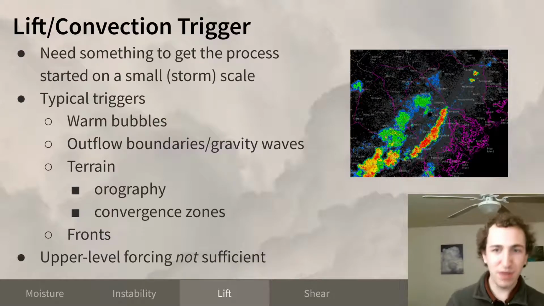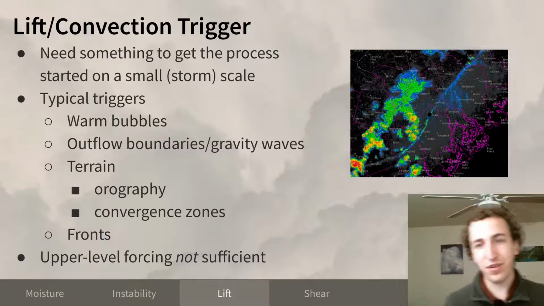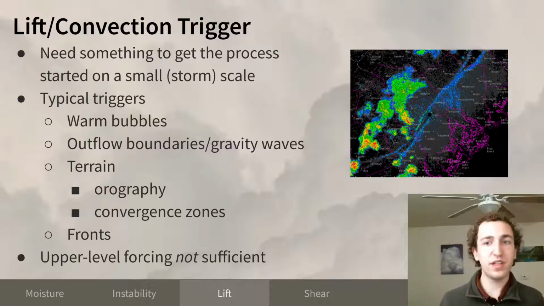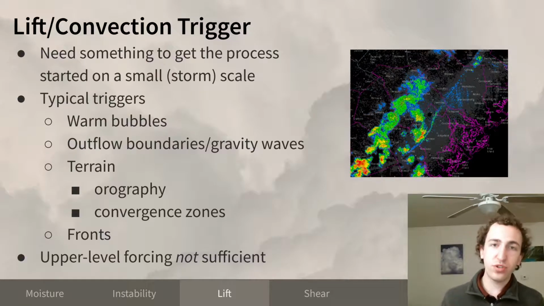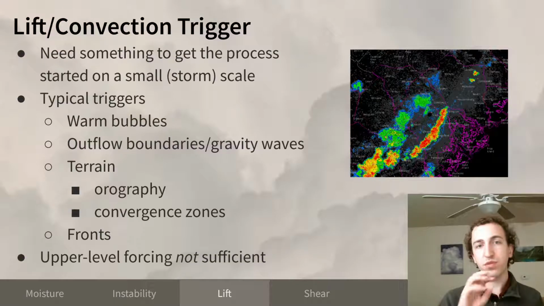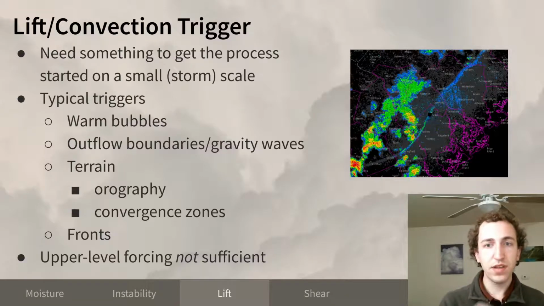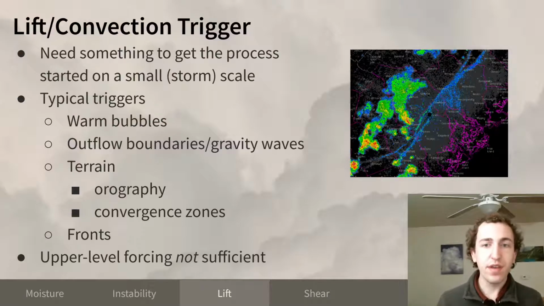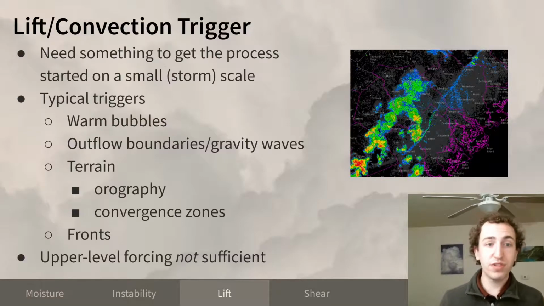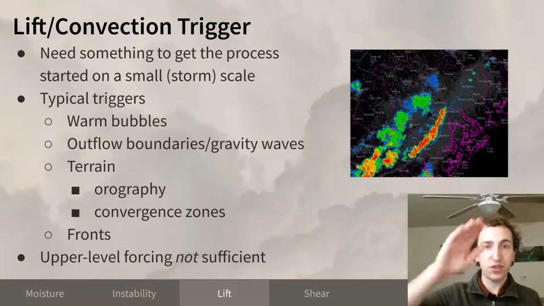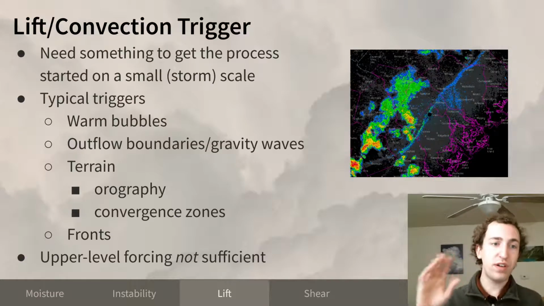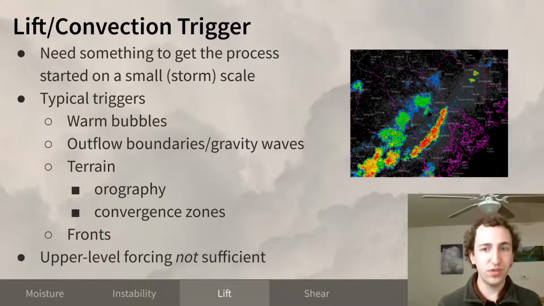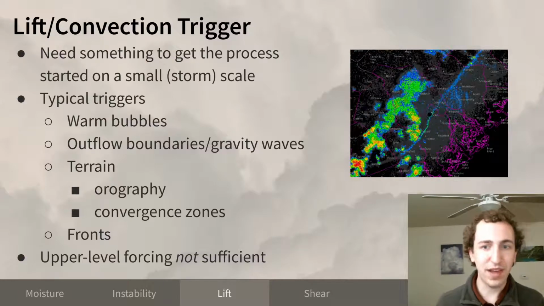So, as promised, getting to the lift or convection trigger, we need something to get that process started on a smaller storm scale. Typical triggers for this are warm bubbles, where you get localized warm spots that allow enough buoyant energy to break through a cap. You also can have outflow boundaries or gravity waves, things that are disturbances that trigger enough density differences or enough vertical motion to overcome a cap again.